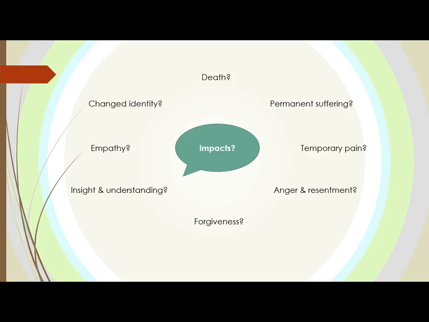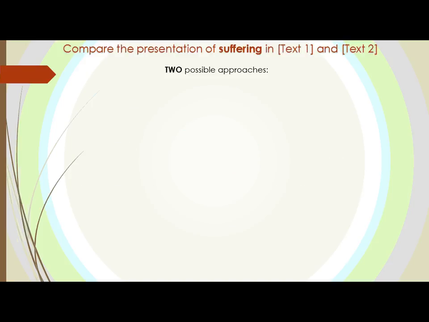So these are your big concepts. And the idea is that when you look at the 2 or 3 texts, you will look at how writers explore these concepts and how suffering is represented in different ways through particular language and structural choices. So the title again: compare the presentation of suffering in text 1 and text 2. Here are 2 possible approaches to this essay.